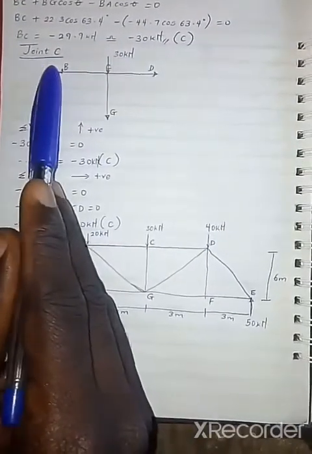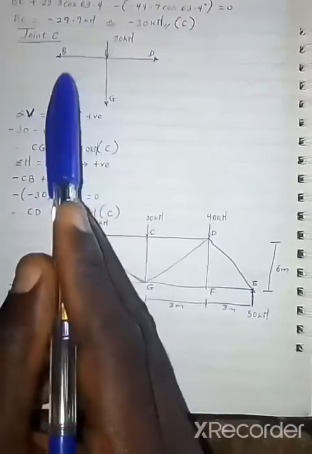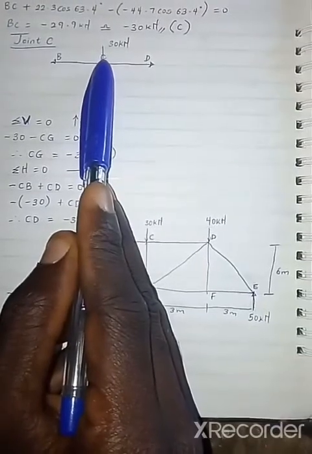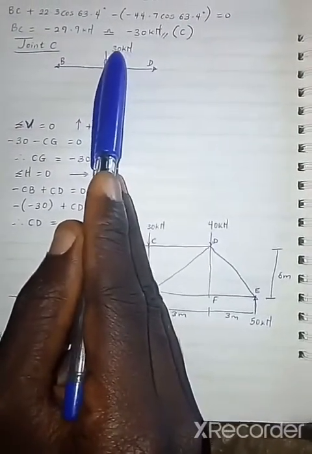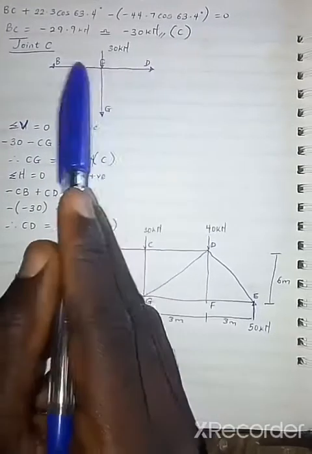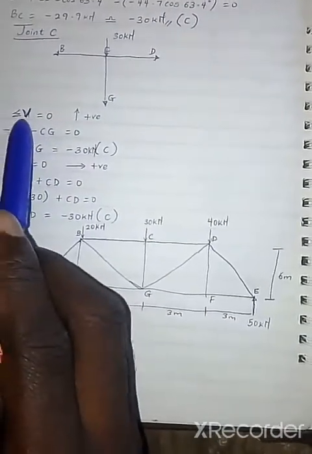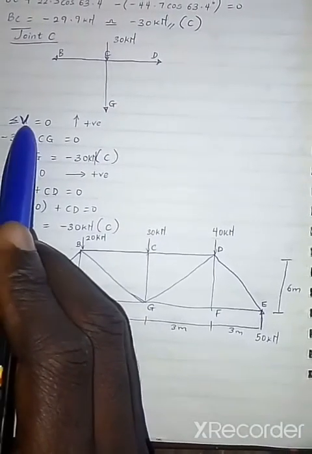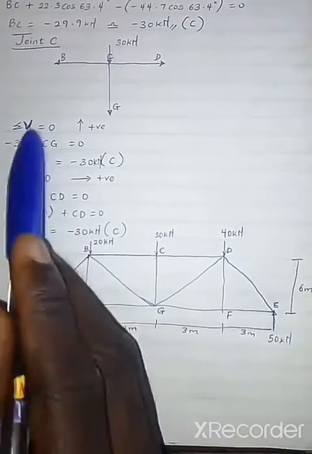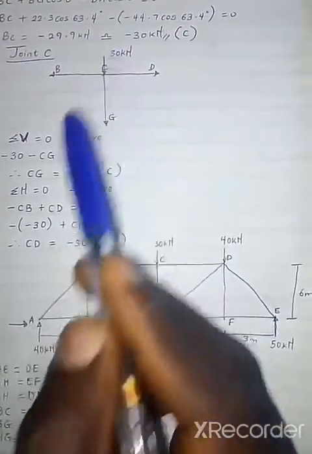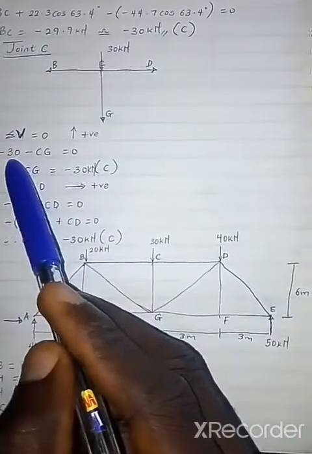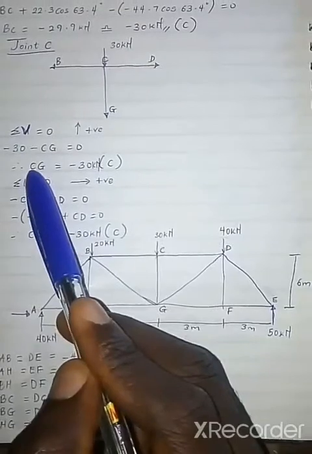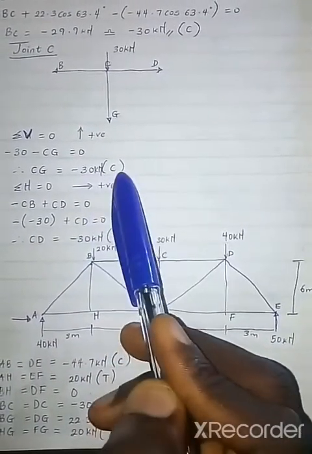So at joint C, these are the members meeting at joint C, that's 30 kilonewtons. Then you label it. So next step is you resolve it to the vertical and horizontal. So vertical first, so summation of vertical equals 0. These are the vertical forces, these two. So this is downward, minus 30 minus member CG equals 0. So we get CG as minus 30 kilonewtons compression.